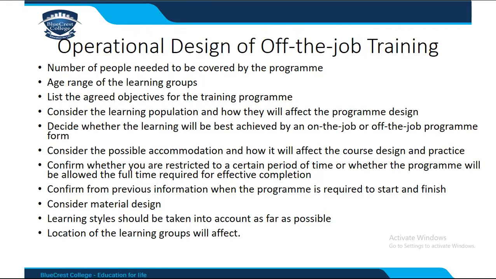Okay, so in designing for off-the-job training, you need to consider the number of people that have to be covered by the program. You also need to know the age range of the learning groups, right? You need to list the agreed objectives for the training program. You also have to consider the learning population and how they will affect the program design. Okay, you need to decide whether the learning will be best achieved by an on-the-job or off-the-job program form. Then you consider the possible accommodation and how it will affect the course design and practice.